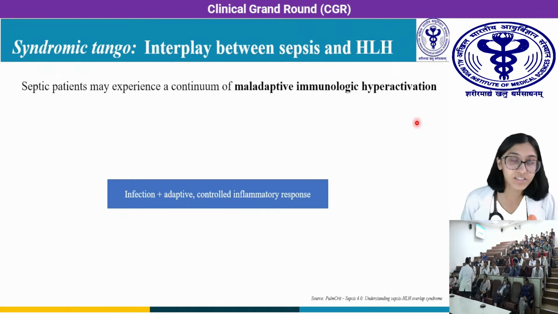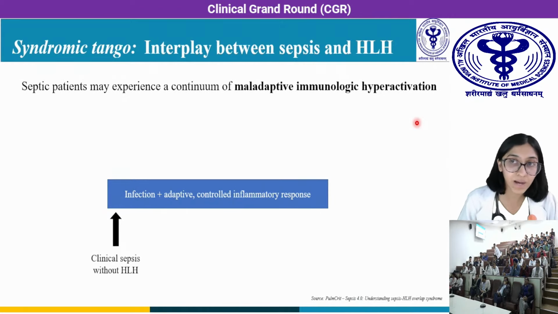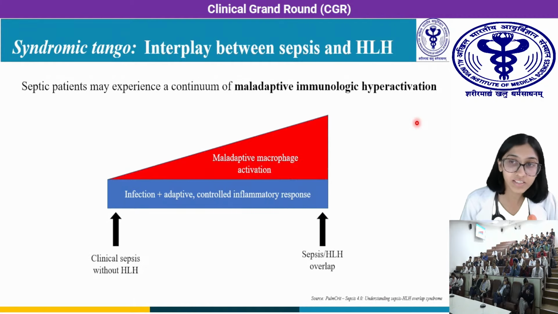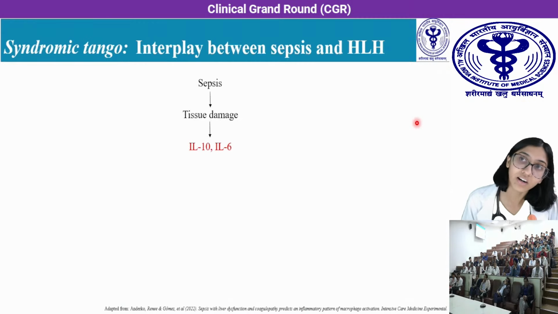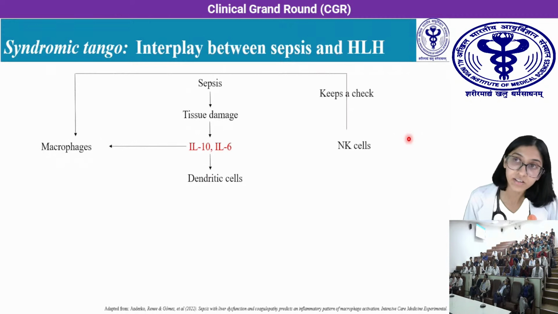Sepsis patients are usually present in a delicate balance between infections and a controlled inflammatory response. When this balance is maintained, clinical sepsis is present without HLH. However, when this balance is disrupted, the sepsis-HLH overlap comes into play. A sepsis patient will have tissue damage releasing various cytokines. These cytokines will stimulate macrophages and dendritic cells. And we already know that NK cells keep a check on these macrophages and dendritic cells.